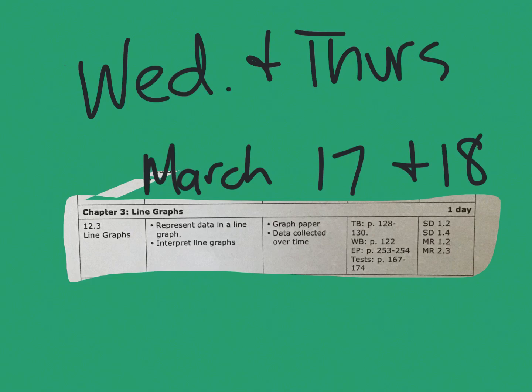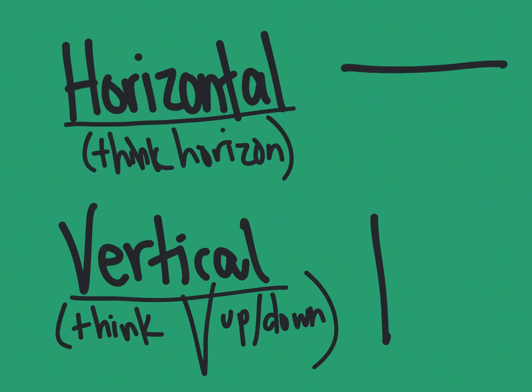So today we are going to be looking at line graphs. Yesterday or Monday we looked at histographs where you put things in intervals, and today we're going to talk about line graphs. A couple terms that you are going to need to know. First one being horizontal. Horizontal is straight across. Think the horizon. Think like a sun coming up.